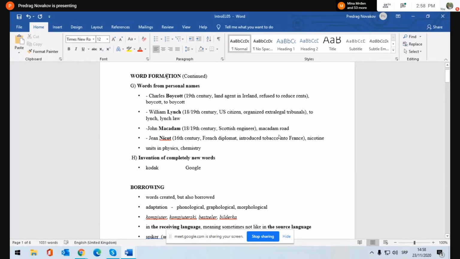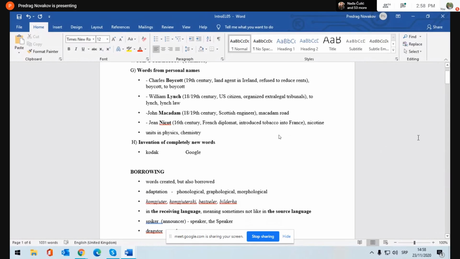Right? So we have word formation. This is the new file, but we have word formation continued, okay? So it's usually an interesting one. G, words from personal names. You know that family names of a specific person can sometimes become a common noun, okay? Let's check the last line first. Units in physics and chemistry. Quite a lot of these in physics and chemistry.